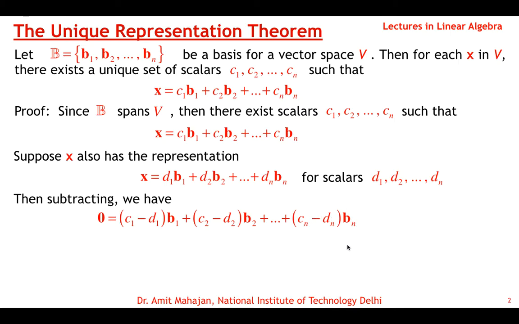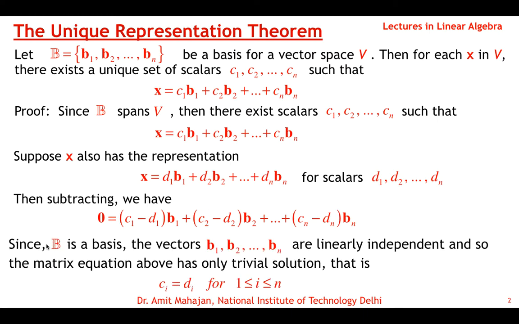Now you can see that it's a homogeneous system of equations. This c1 minus d1 is the coefficient of b1, c2 minus d2 is the coefficient of b2, and so on, cn minus dn is the coefficient of vector bn. So it's a system of equations and the right hand side is 0, so it's a homogeneous system of equations. And b1, b2, bn form a basis for V, and we know that the vectors in a basis are linearly independent. So if you remember the result, linearly independent vectors will satisfy a homogeneous system only with the trivial solution. That means the coefficients must be 0 to satisfy this equation.